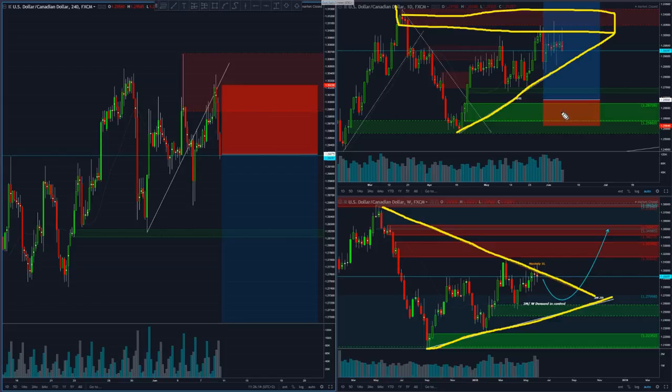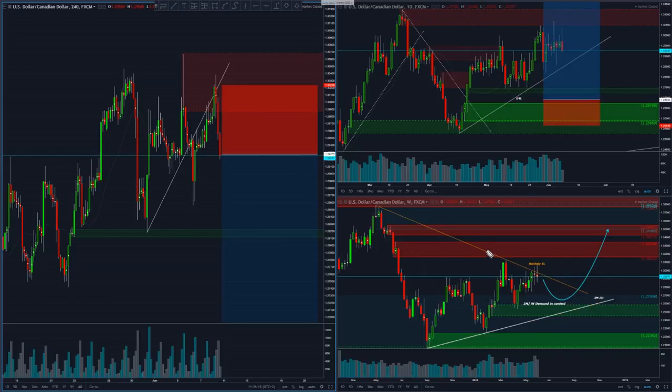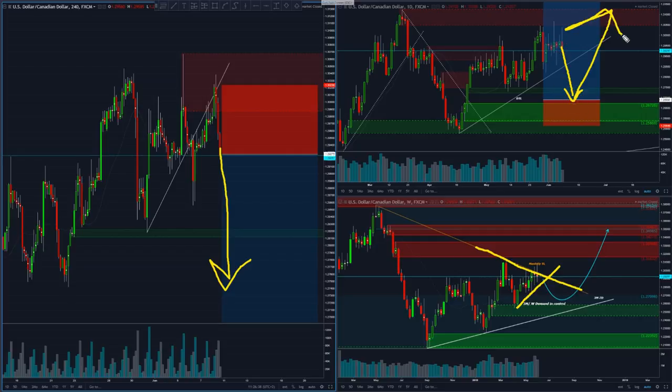What is happening now is that, as I repeat again, we have this monthly downtrend line and we have this daily trend line. So the market is in a so-called wedge. On the 4 hours time frame, I could potentially see drops lower into these daily zones, where I will be potentially looking for the longs.